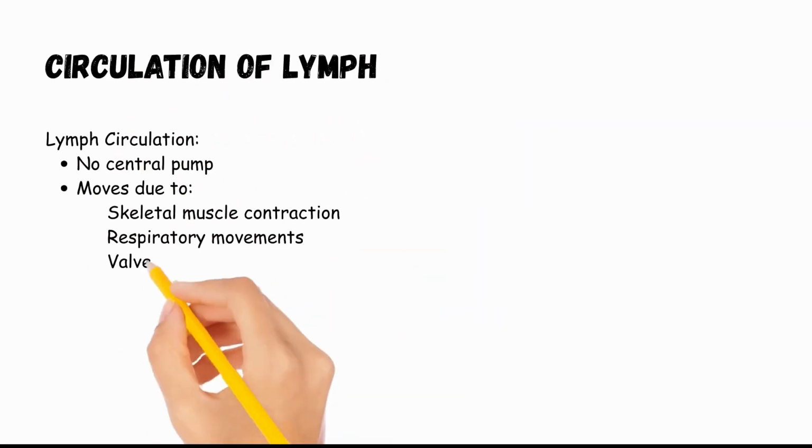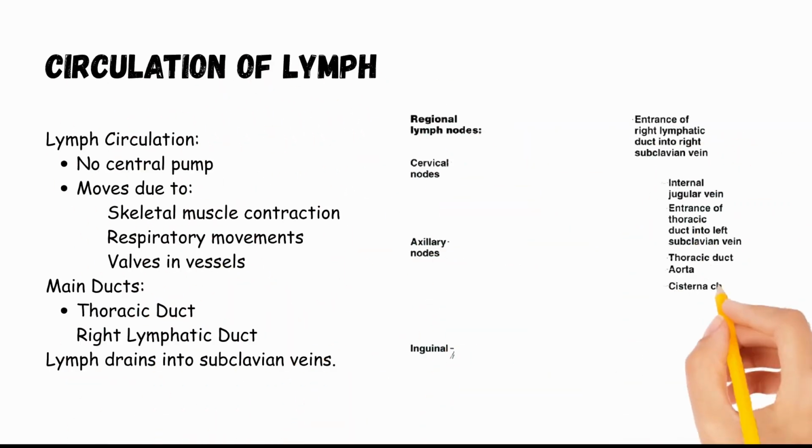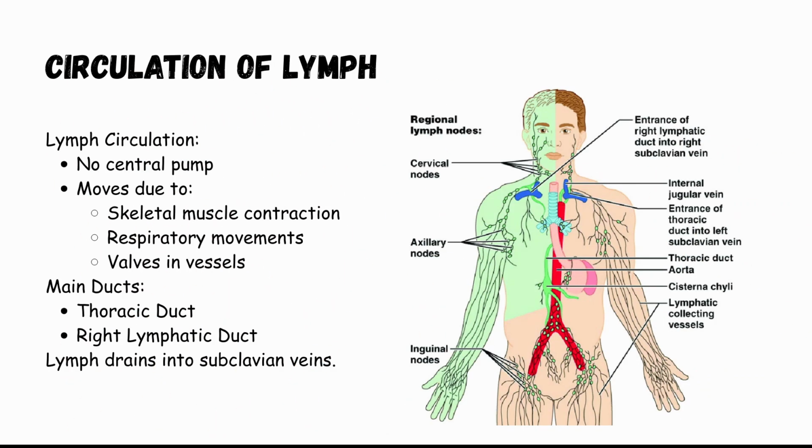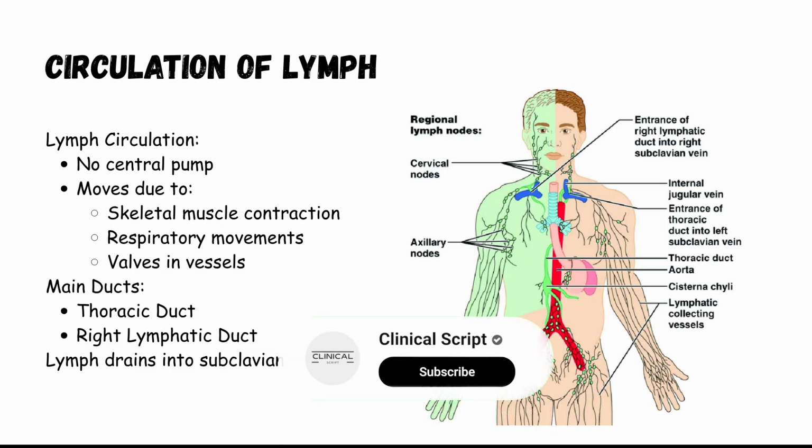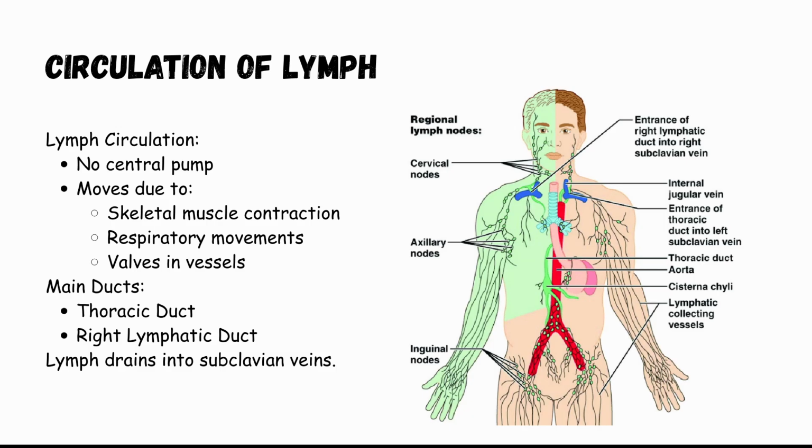Unlike blood circulation, lymph circulation does not have a pumping organ. Lymph moves through lymphatic vessels due to skeletal muscle contractions, breathing movements, and the presence of one-way valves that prevent backflow. There are two major ducts, the thoracic duct, which drains most of the body, and the right lymphatic duct, which drains the right upper part of the body. Both ducts empty lymph into the subclavian veins, returning it to the bloodstream.